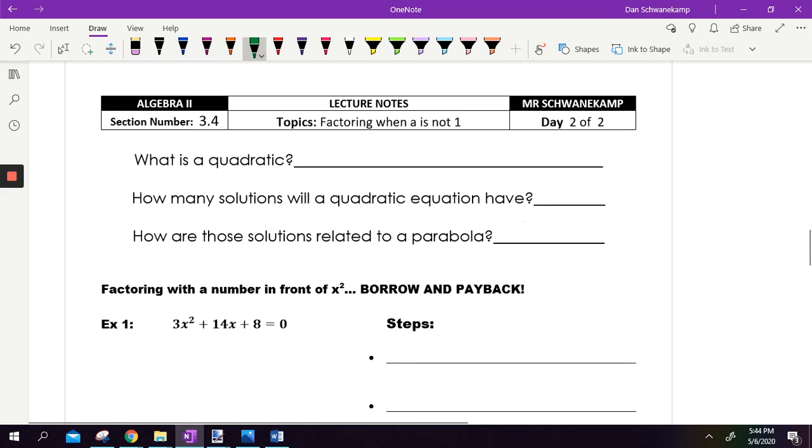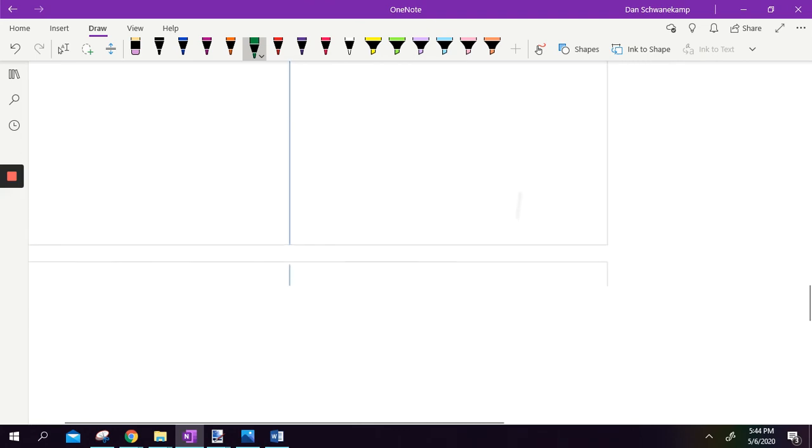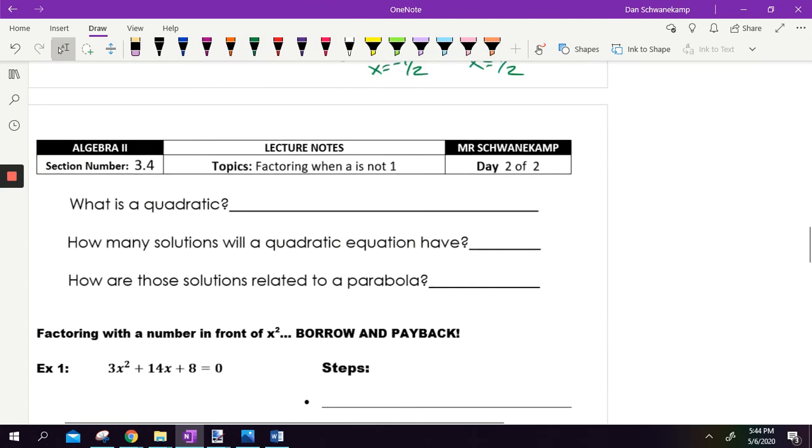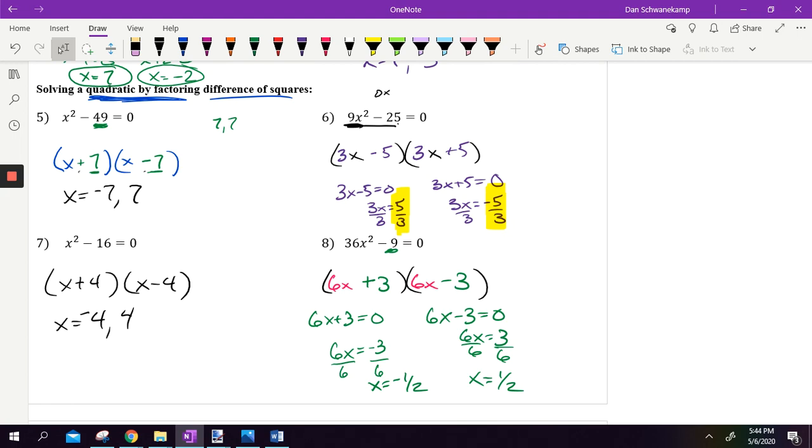with factoring when a is not 1, a little bit more of a challenge, but once you figure it out, it's not too bad at all. It's the same thing once you figure it out.